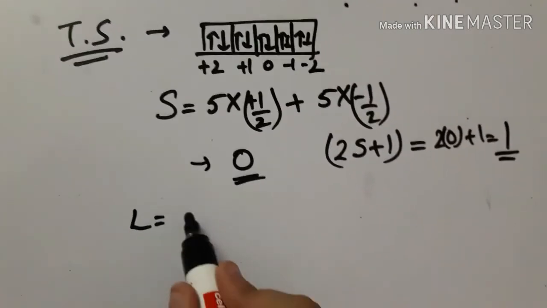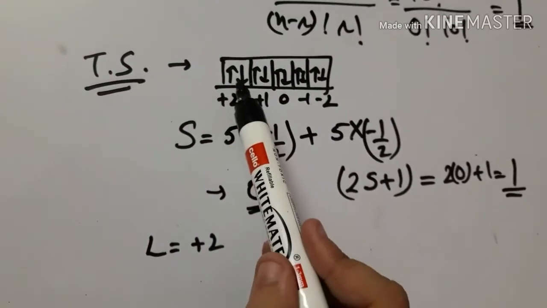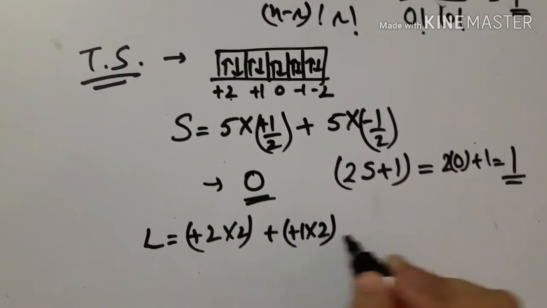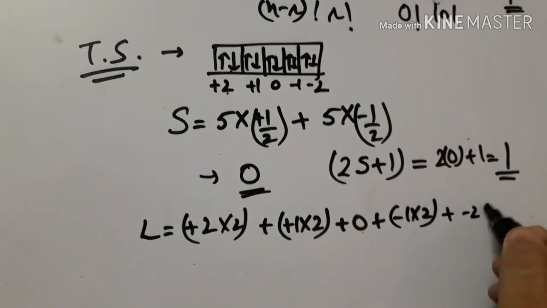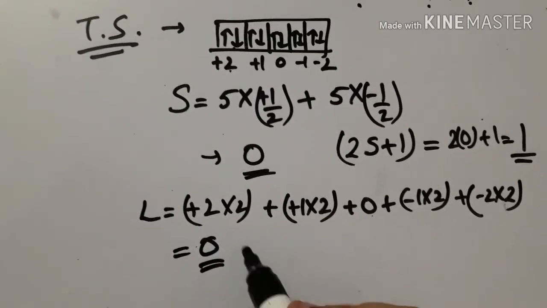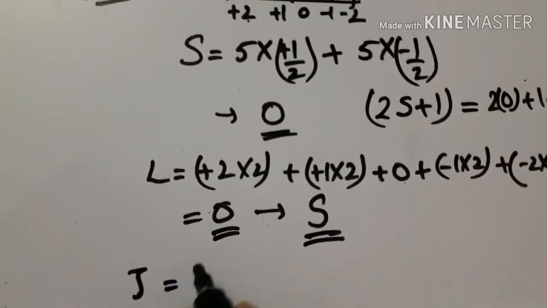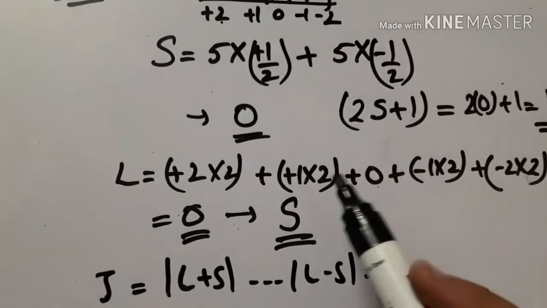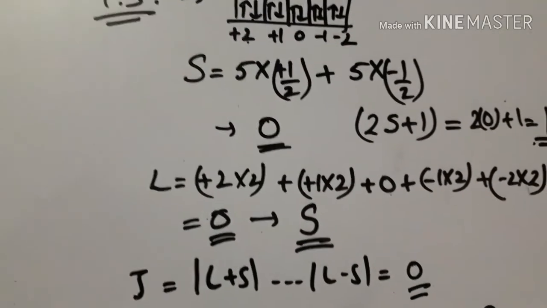Now L is, as we can see, plus 2 multiply 2, plus 1 multiplied 2, plus 0, plus minus 1 multiplied 2, plus minus 2 multiplied 2. This whole term cancels out and it will become 0. So L equals 0 for S. Now for J, L plus S to L minus S. It is L plus S, that is 0, and L minus S is also 0. So J is 0 for this.